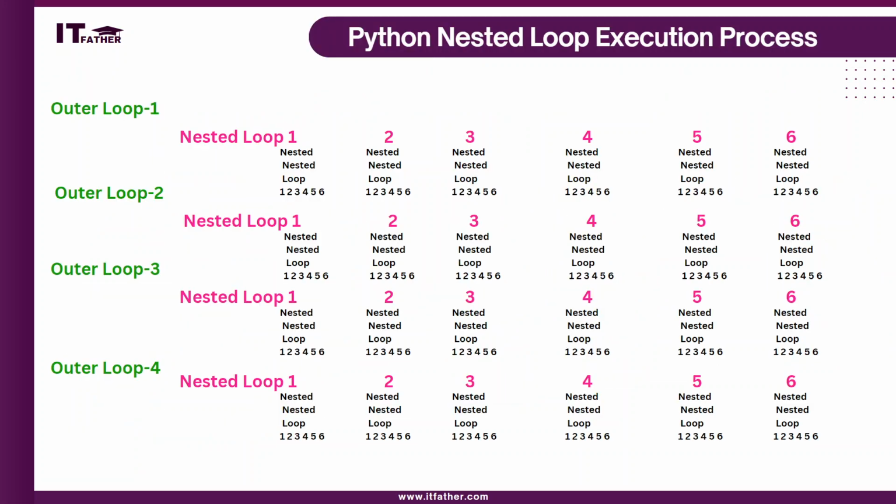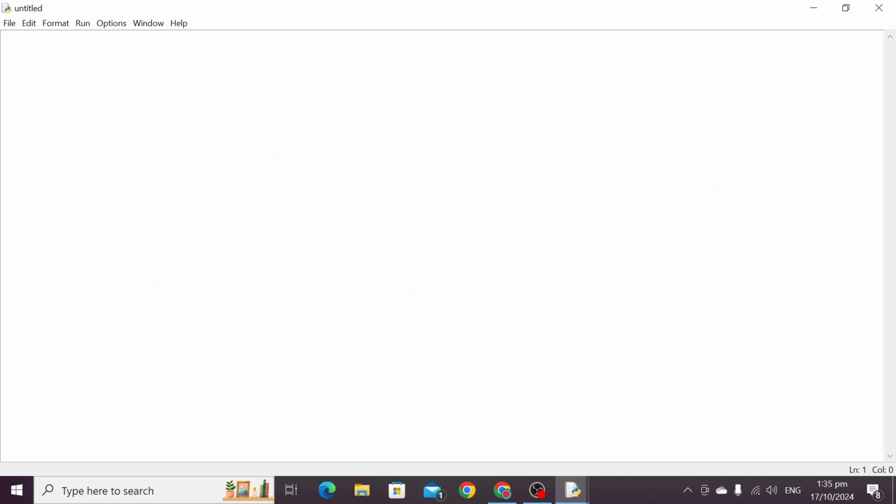So let us understand with the help of an example in the programming window in Python IDLE. For example, if I am taking a for loop, for x in range 1 to 6, it means it will run 5 times, right? 1 to 5. Just print outer loop and we are printing the value of x here, right?